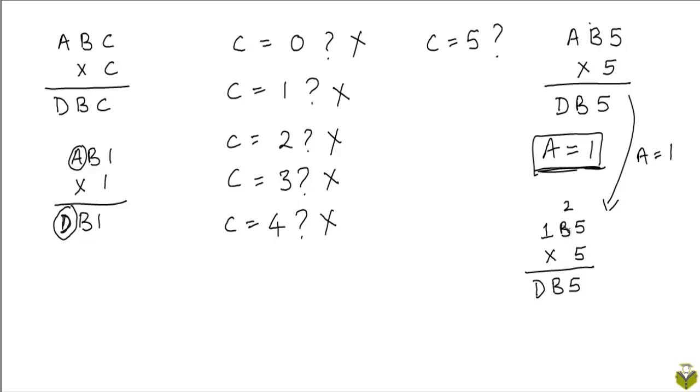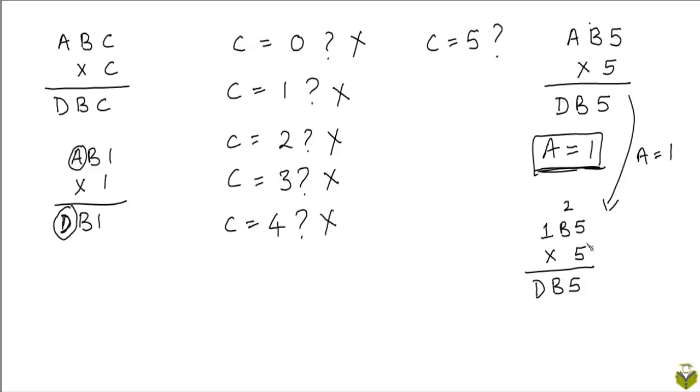Can B be a 1? Well, if B is 1, then 5 times 1 would be 5, and 5 plus 2 would be 7, which means this digit needs to be a 7. But we just put B equal to 1 over here, which means B cannot be a 7 here. So B cannot be a 1. B cannot possibly take a value of 1.